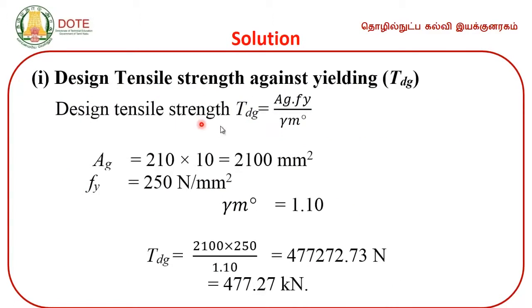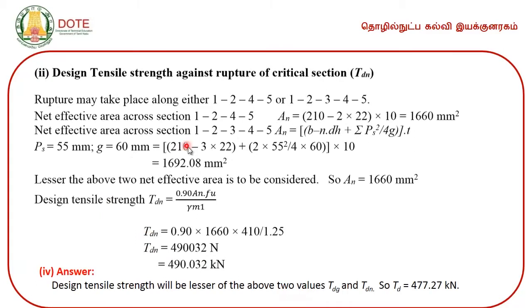Again, design tensile strength, denoted by TDG, is equal to area into stress. It is gross area, denoted by AG. Gross area, I am repeatedly saying, is associated with yield stress. So, AG into Fy, which is associated with the partial safety factor gamma m0. By substituting all the relevant values, we get the design tensile strength against yielding TDG equal to 477.27 kilonewton.